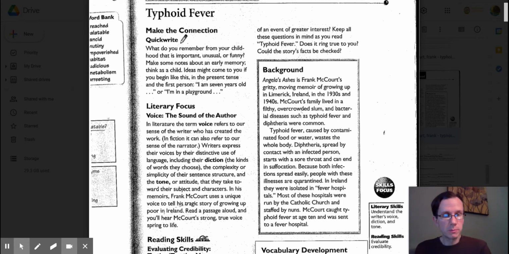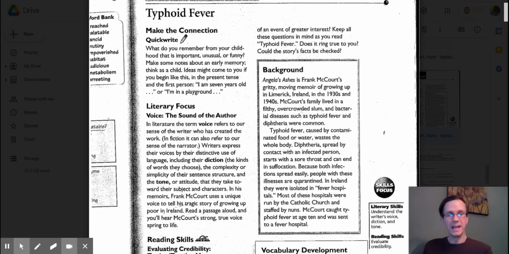Because both infections spread easily, people with these illnesses are quarantined, which we unfortunately are very familiar with now, a term that you understand well. In Ireland, they were isolated in what were called fever hospitals. Most of these hospitals were run by the Catholic Church and staffed by nuns. Catholicism is a popular religion in Ireland. McCourt caught typhoid fever at age 10 and was sent to a fever hospital.